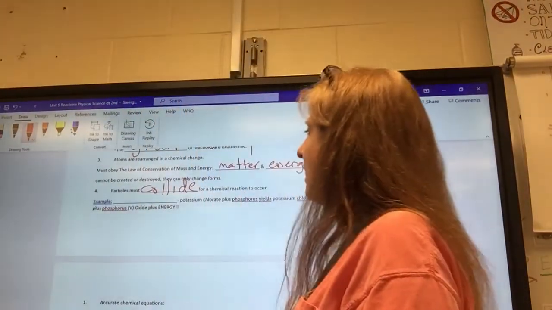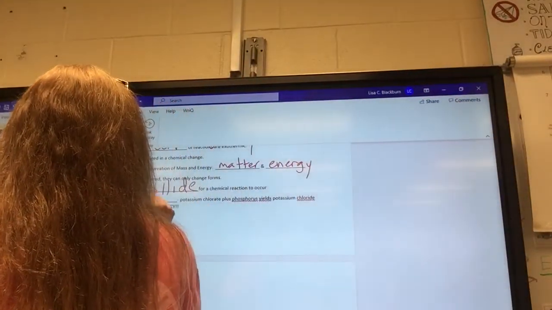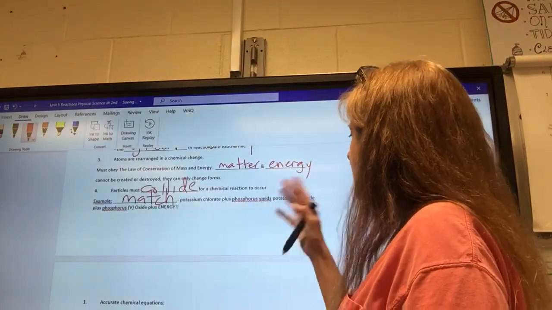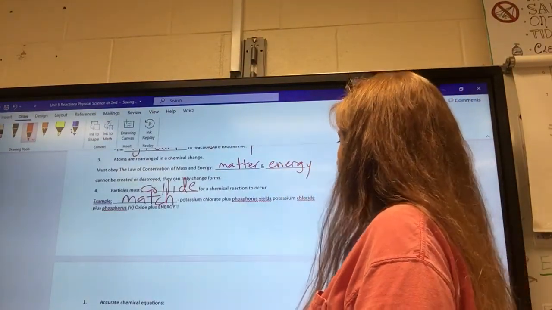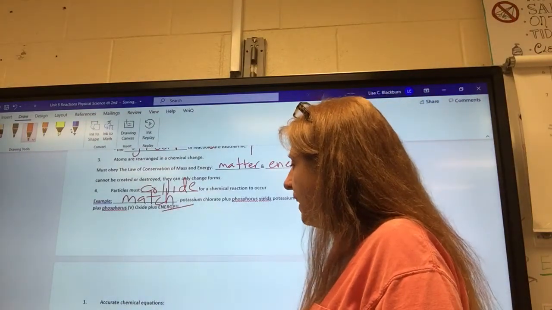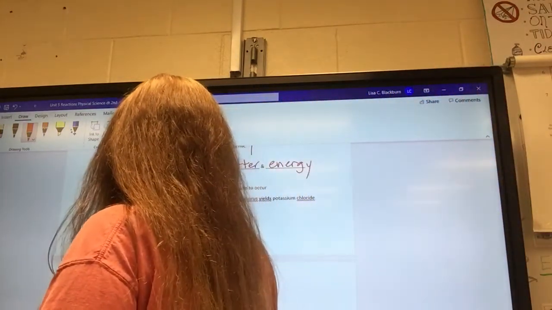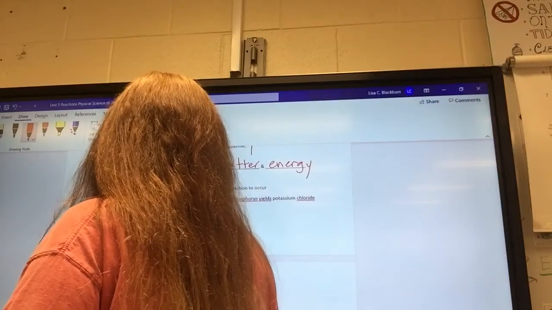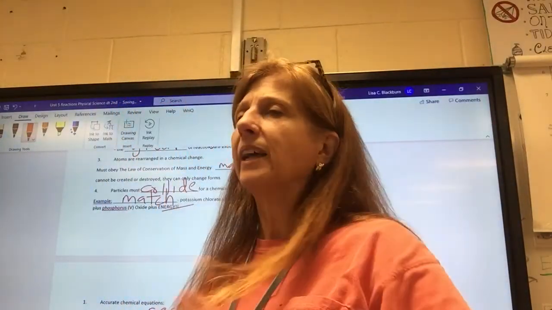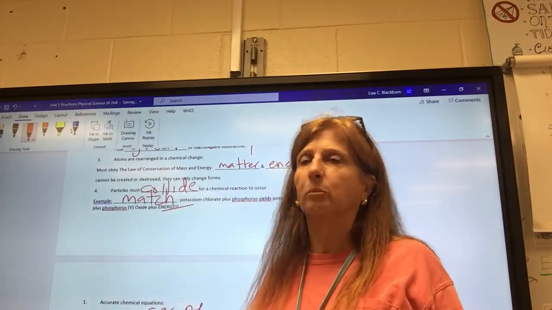All right. So our example is our match. We had to make them collide. Our chemicals were potassium chlorate plus phosphorus, which is what we added to it. And we got potassium chloride plus phosphorus oxide plus energy. Okay, now, accurate chemical equations. Chemical equations are like recipes of how to make chemicals. So I mix up chemicals all the time as a chemist, and I follow recipes. But the recipes aren't written like a regular cookbook.